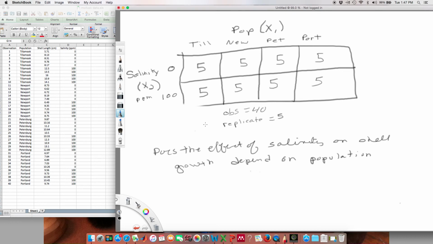So in the next video, I'm going to show you how to enter in the data from a two-way ANOVA setup into SAS JMP and how to run your tests that will answer this question.